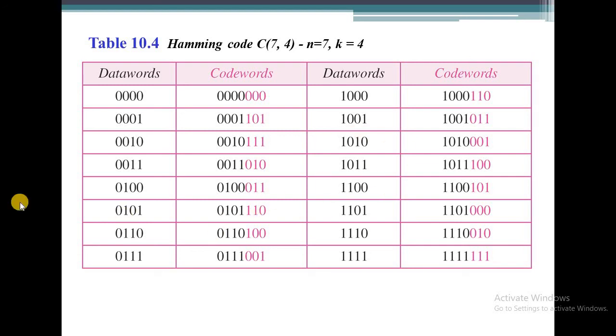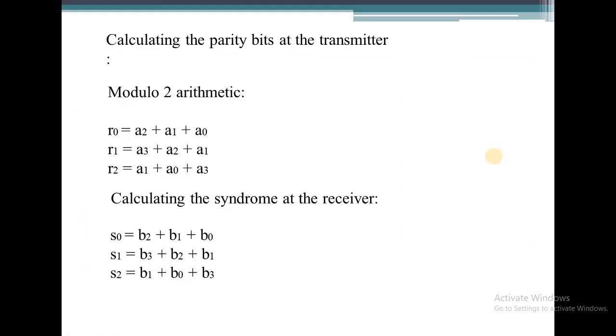Similarly, the entire table has been shown here. And how to generate those bits? We have to generate 3 redundant bits, and at the receiver side you are going to create the syndromes to check for these. It's going to compare the redundant bits with the syndrome bits. R0 is created as A2 plus A1 plus A0. Similarly, redundant bit 1 and redundant bit 2 are created using their formulas. This is a modulo 2 arithmetic formula, and similarly the syndrome is created using these formulas.